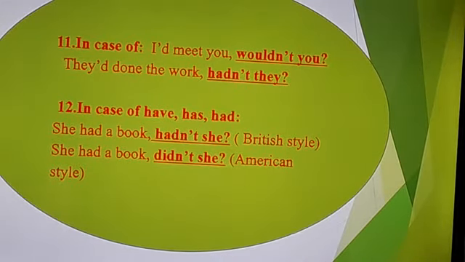And in case of have, has, had, there are two ways to do so. She had a book. Hadn't she? That is in past tense, and this is correct according to British style. She had a book. Didn't she? That is correct in American style.